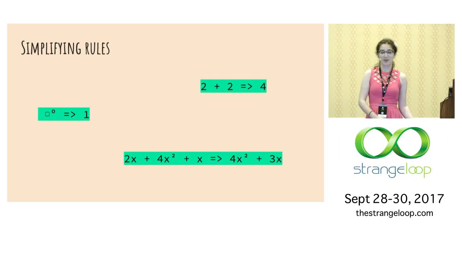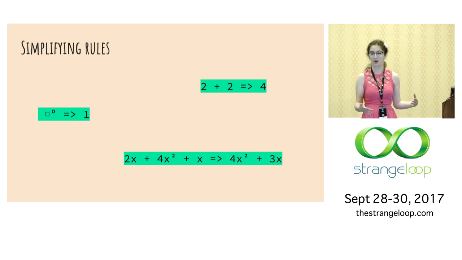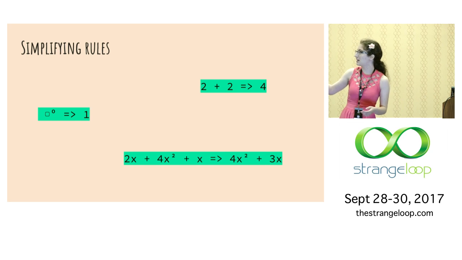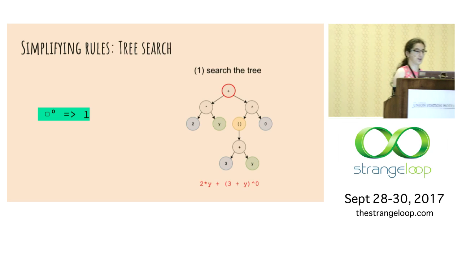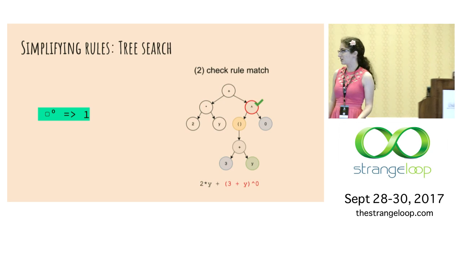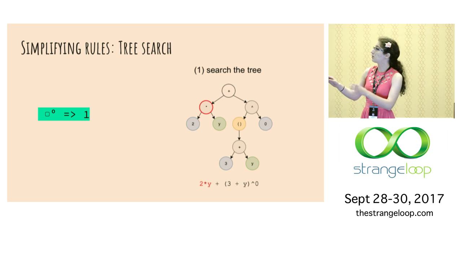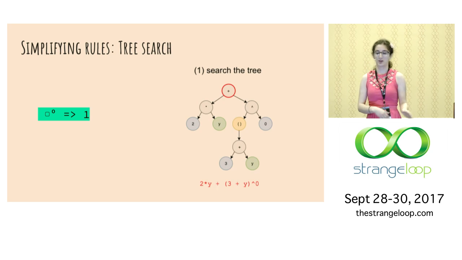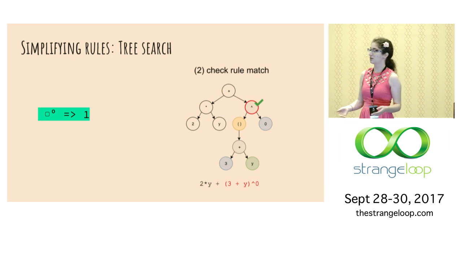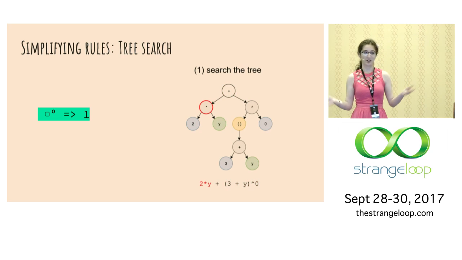An example of a simplifying rule would be something to the 0 simplifying to 1, or taking 2 numbers and adding them together, or the 1 in the bottom right is combining the 2x and the x to become 3x. And the way that we match a rule like this is with a tree search. So for example, for the rule something to the 0 becoming 1, you can go through the tree, try to find something that's an exponent node, and then try to see whether the exponent is 0, and if both of those things are true, then you can replace that whole thing with a 1. And that's how all of the rules work.